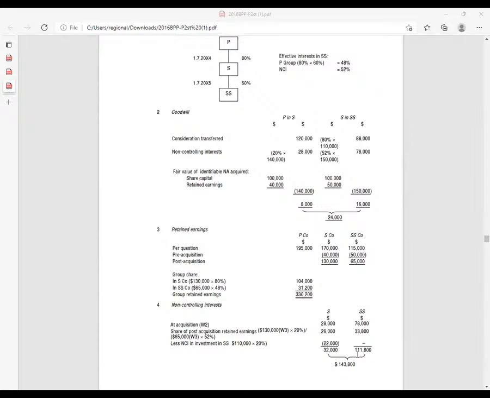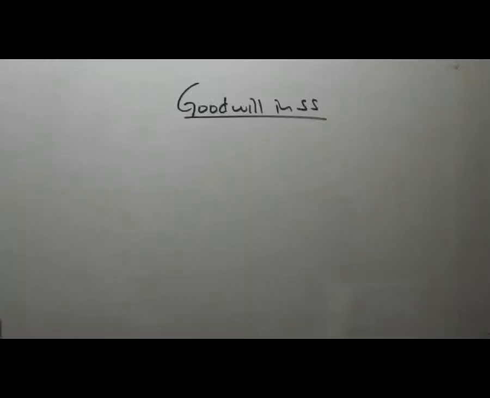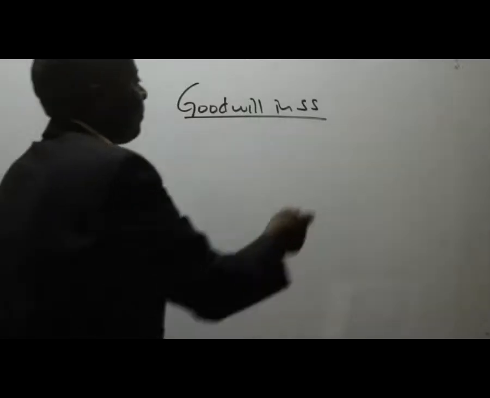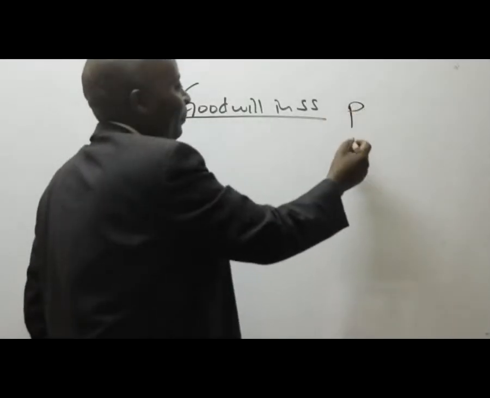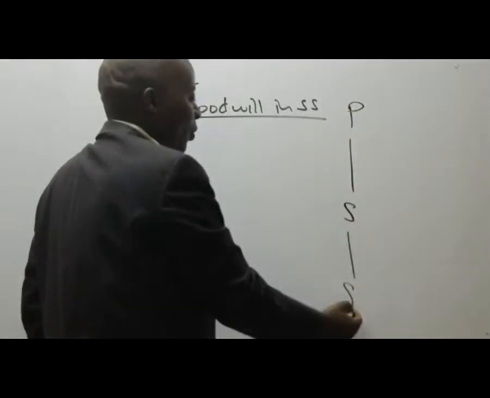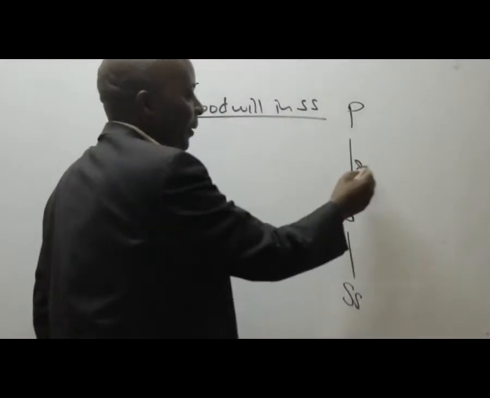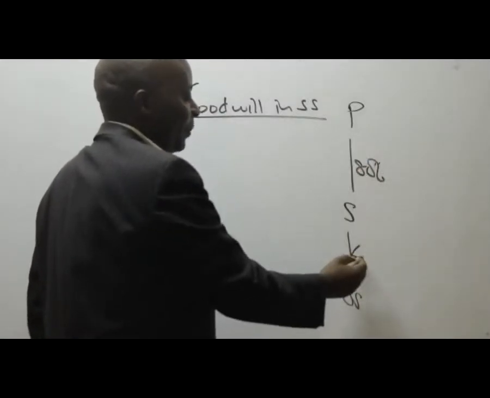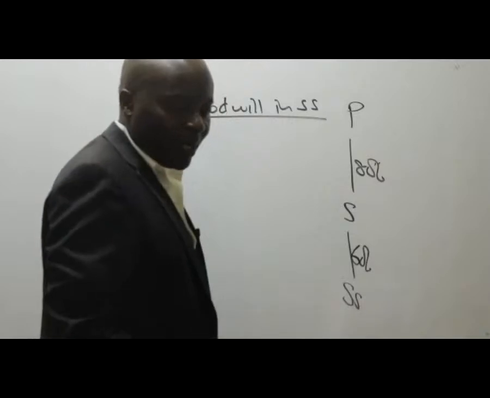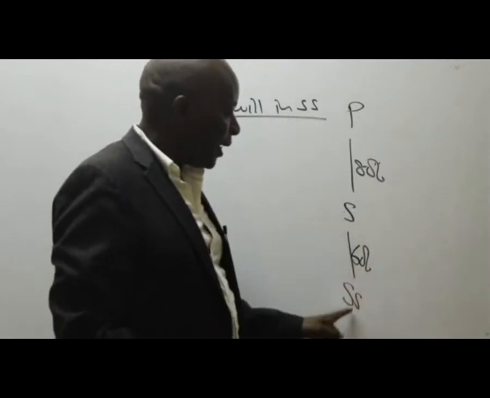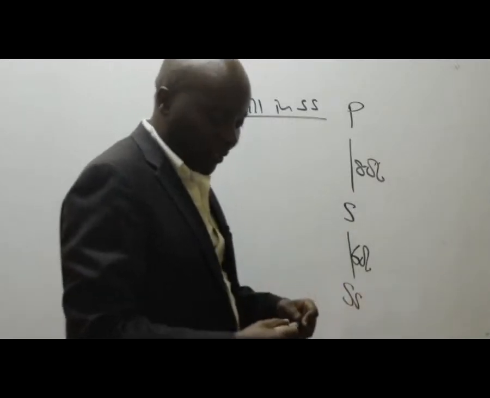It's very easy. Thank you very much for trying. How did they get this? So in SS, we have P, we have S, we have SS, 80%, 60%. So remember that S, ladies and gentlemen, paid how much to acquire SS?